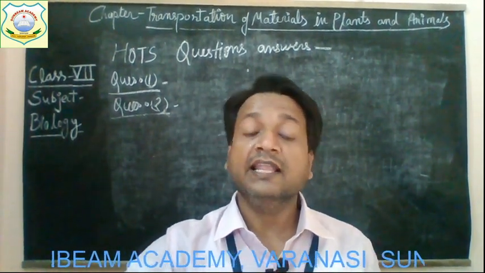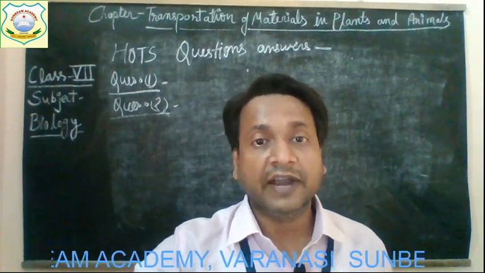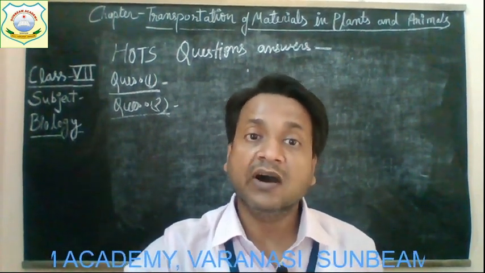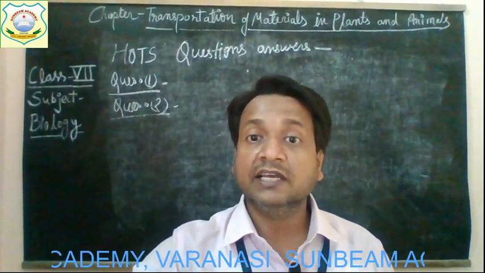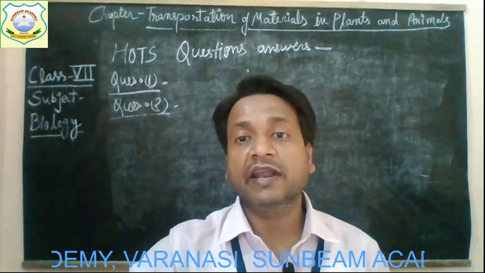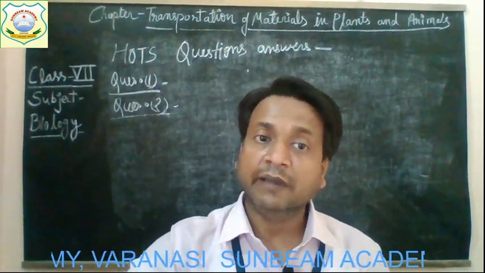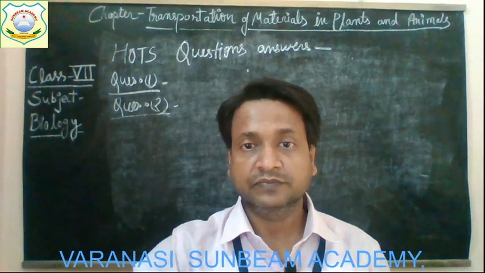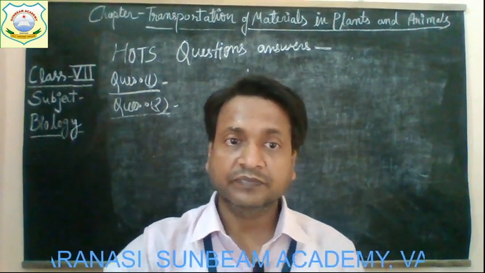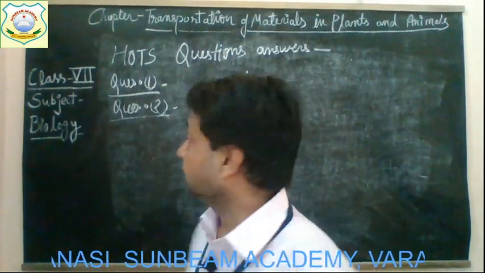So you can say that the left auricle and left ventricle both carry oxygen-rich blood, whereas the right auricle and right ventricle carry carbon dioxide-rich blood. Alright, now question number 3.